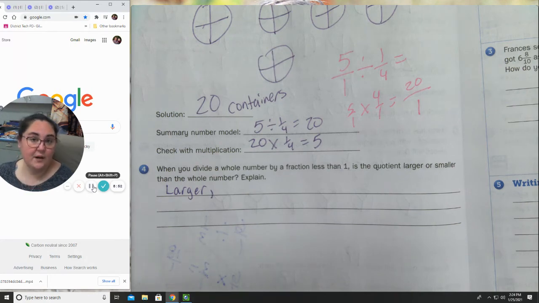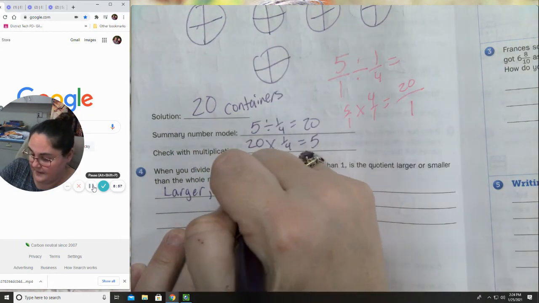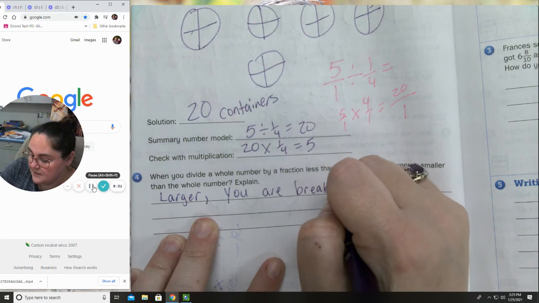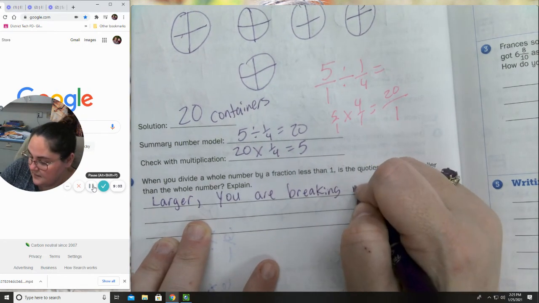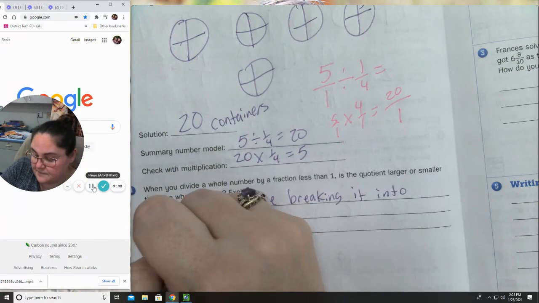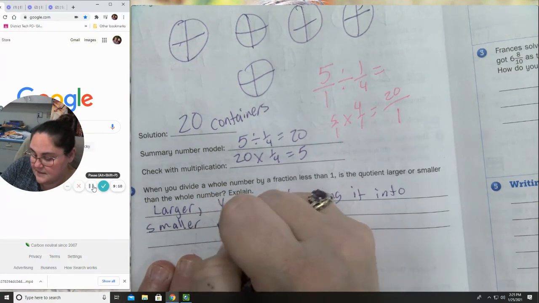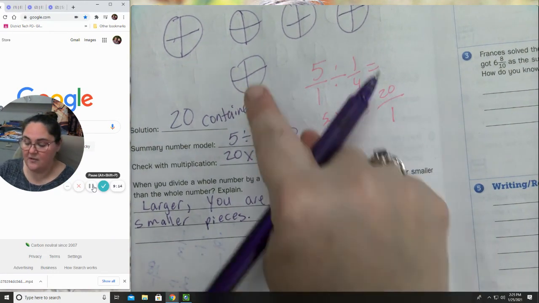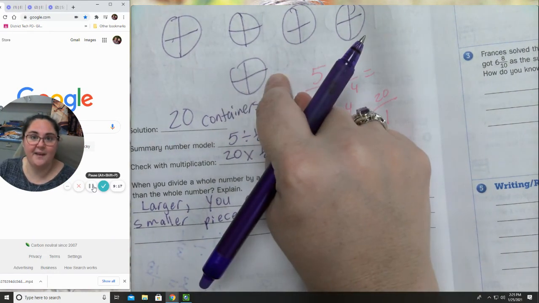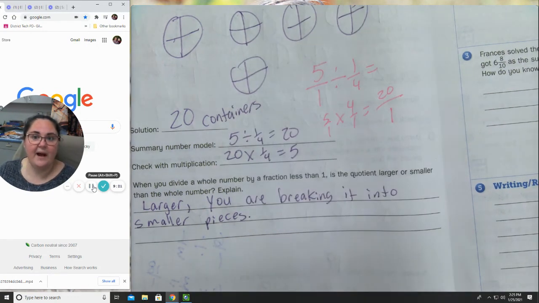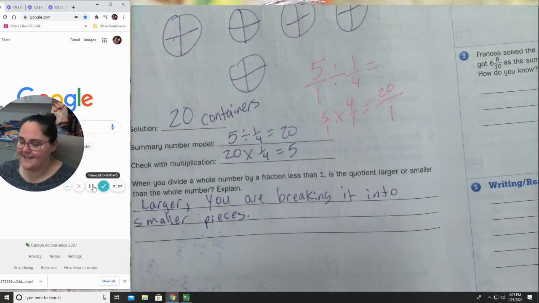The reason why it's larger is because you're breaking it into more pieces. You are breaking it into smaller pieces. Okay, you're breaking it into smaller pieces. So I have 1 whole and I'm cutting it into fourths. I'm making smaller pieces. Right? So that's why. That is how you divide fractions.